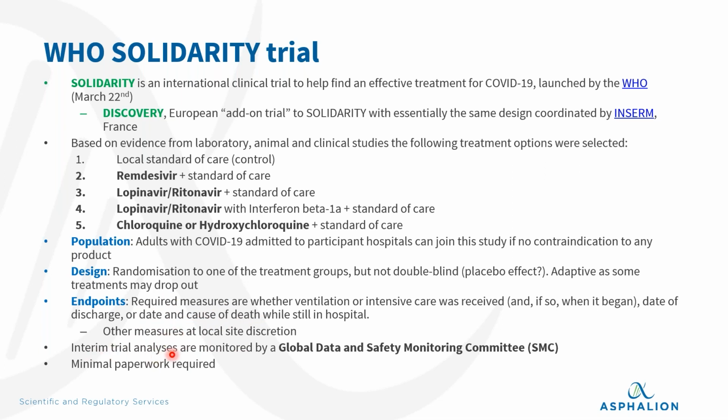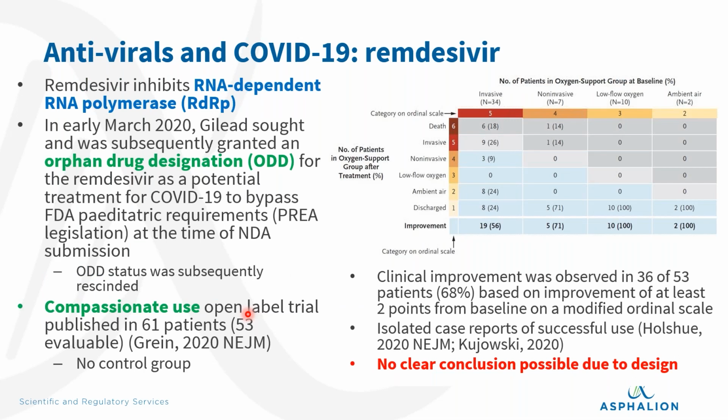So all the data will be submitted to a centralized point. It's going to be reviewed by a global data and safety monitoring committee. One of the reasons is to reduce paperwork. WHO will just collect, in principle, at the beginning, the informed consent and then receive the data from the patients. We haven't got any data from this trial yet, but we're going to look at some of the data that's been published for some of these individual treatments from the literature.